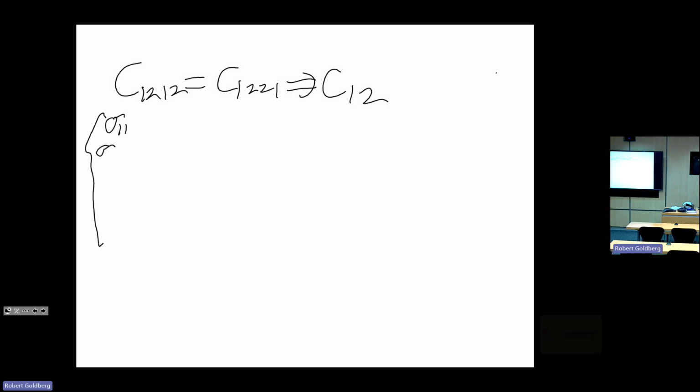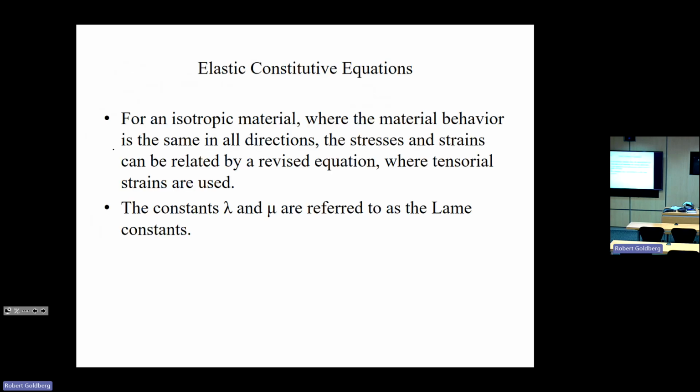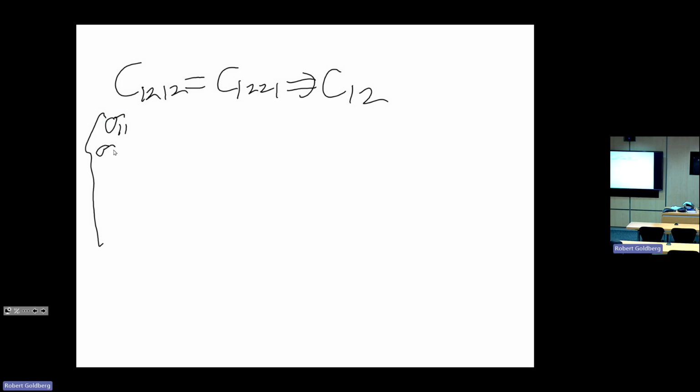So it can be proven, and way beyond the scope of this course, for example, we can say that C1212 is equal to C1221, and thus we can just refer to this as C12. What that allows us to do is everything in a nice two-dimensional form. So we take our stresses and we put them into a column form: sigma 11, sigma 22, sigma 33, sigma 23, sigma 13, sigma 12.